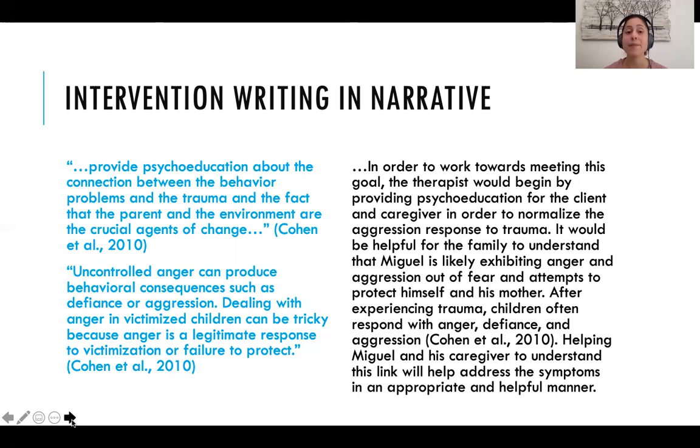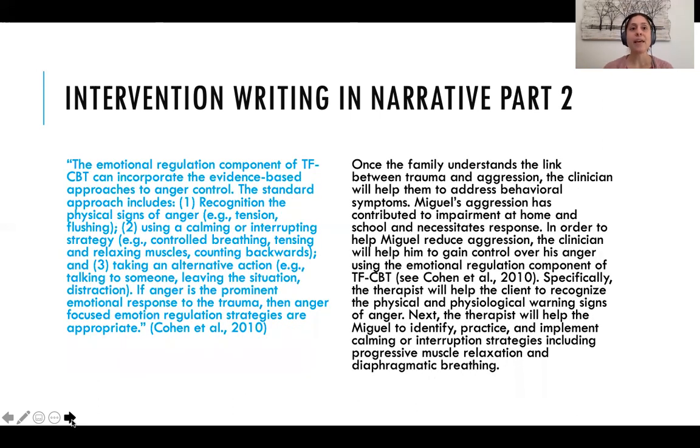Okay. Again, you can bulk this up, provide more information, more details, maybe creating a more clear link between his fear and his symptoms. But this is just a really simplified example, okay, of how you're integrating everything. Next, we move into the anger control strategies. And now remember, you don't have to include all of these. I've included myself the identification of warning signs and the introduction of the calming and interruption strategies.